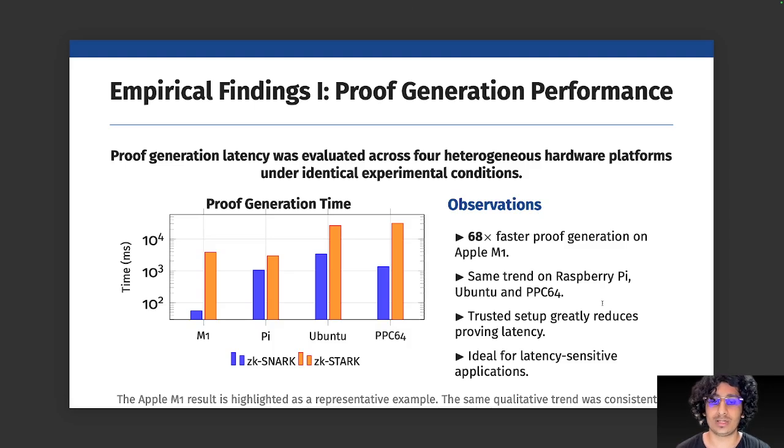Proof generation results. The first major finding was proof generation performance. Across every platform, ZK-SNARKs generated proofs significantly faster. For example, on Apple M1, SNARKs were approximately 68 times faster than STARKs. This happens because SNARKs benefit from the trusted setup, which greatly reduces proving latency. Therefore, if your application generates proofs frequently, ZK-SNARKs are the better choice.